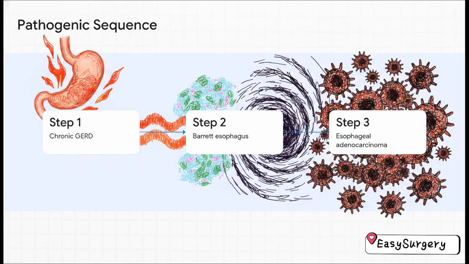It starts at step 1 with chronic GERD. This constant acid exposure acts as the risk factor, mutating the tissue into step 2, Barrett's esophagus. Once you have Barrett's esophagus, well, that becomes the primary risk factor for step 3, the development of esophageal adenocarcinoma. Step 1 leads to 2, 2 leads to 3. It's simple, it's deadly, and it's highly testable.